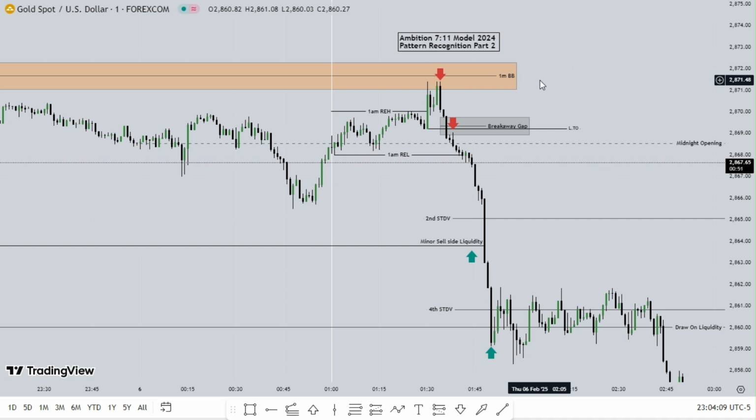So I'm planning to make five of these on consecutive days. Yesterday I did Euro, today I did gold. Tomorrow I'm going to do NQ and USDT. Then I'll wrap it up with Bitcoin.